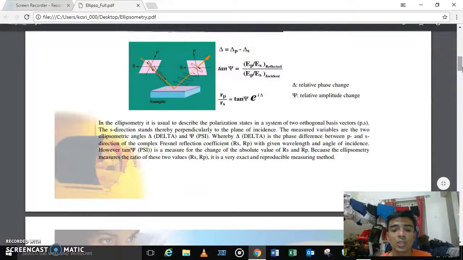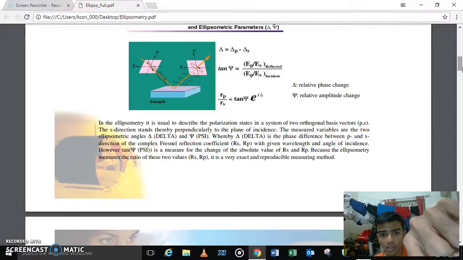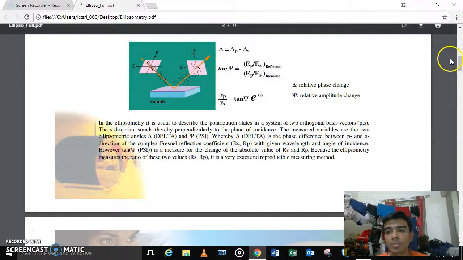In ellipsometry, it is usual to describe the polarization states in a system of two orthogonal basis vectors. The S direction stands perpendicular to the plane of incidence, as we can see from this image. The measured variables are the two ellipsometric angles. So this angle is delta and this angle is psi, whereby delta is the phase difference between P and S, and psi is a measure for the change of the absolute value of Rs and Rp. Because ellipsometry measures the ratio of these two values, it is a very exact and reproducible measuring method.